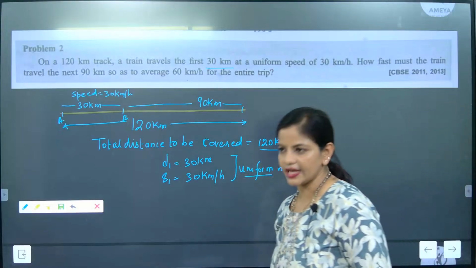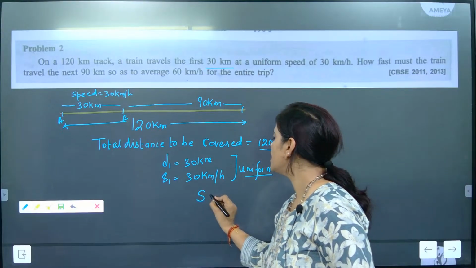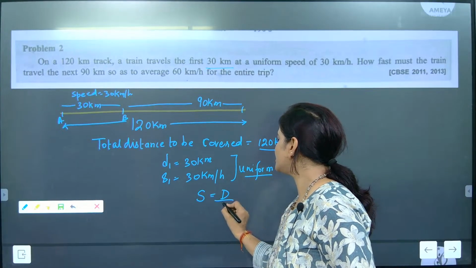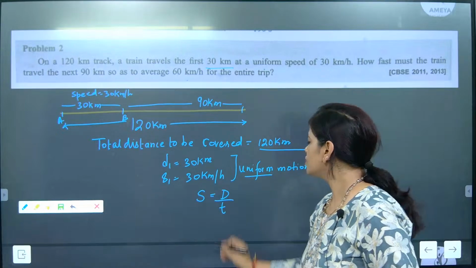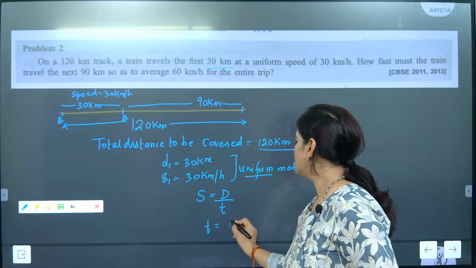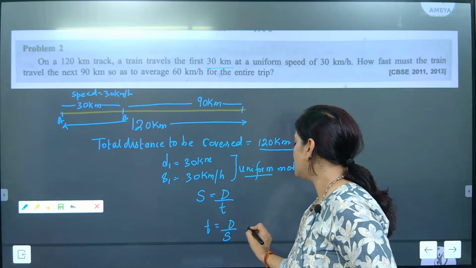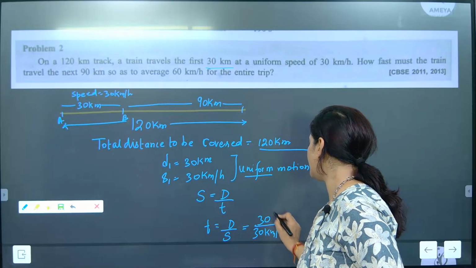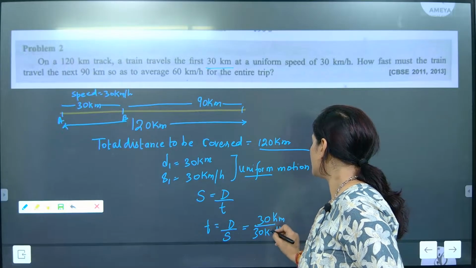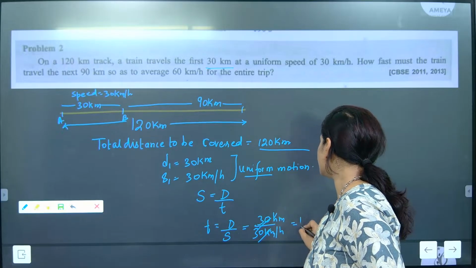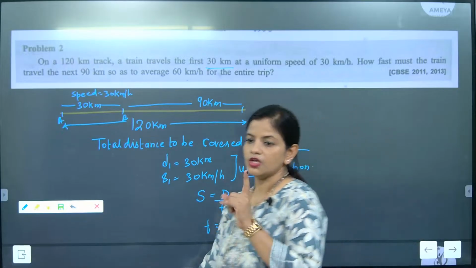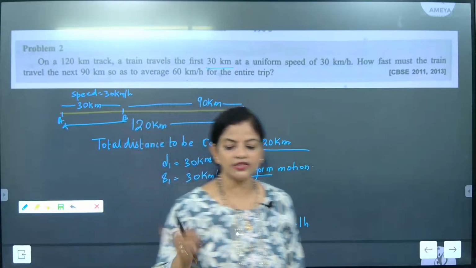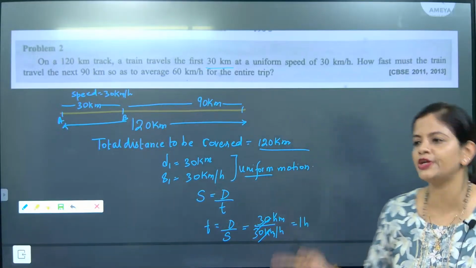Now we have to find time. What is the definition? Speed is equal to distance by time. So time is equal to distance by speed. Let's see what distance is covered: 30 kilometers. How much speed? 30 kilometers per hour, and here kilometer cancels. How much it is exactly covering is 1 hour. So in 1 hour, the train is exactly moving from A to B.